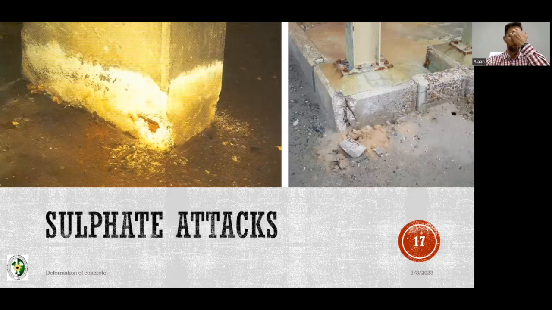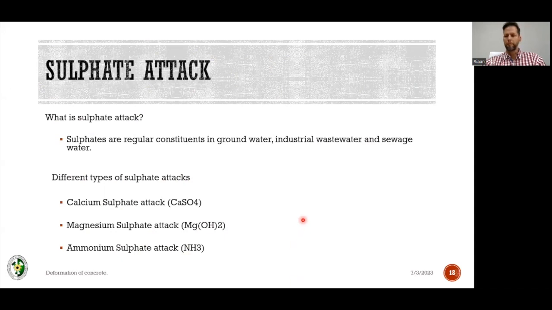So if you want to steer clear of that, it's good to consider a very good concrete surface with the means available to you. So what is sulfate attack? Sulfates are regular constituents in groundwater, industrial wastewater, and sewage water. Typically, we have calcium sulfate, magnesium sulfate, and ammonium sulfate.